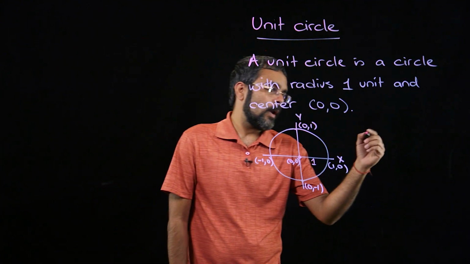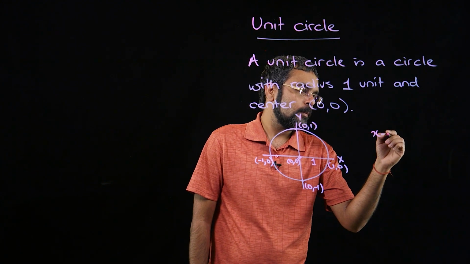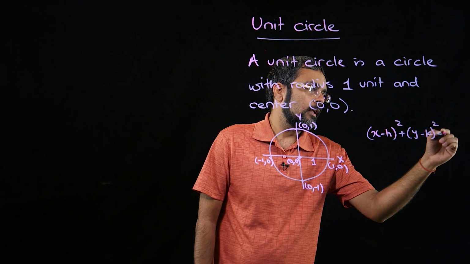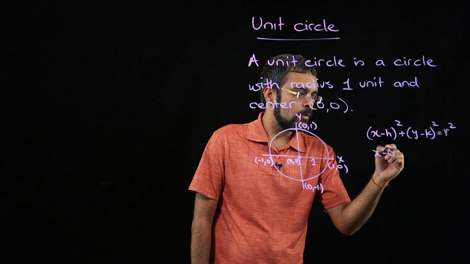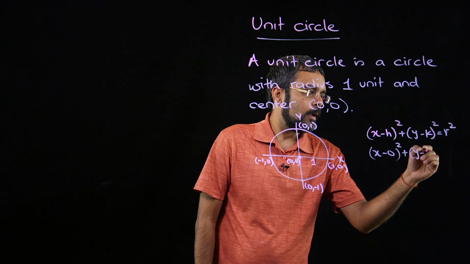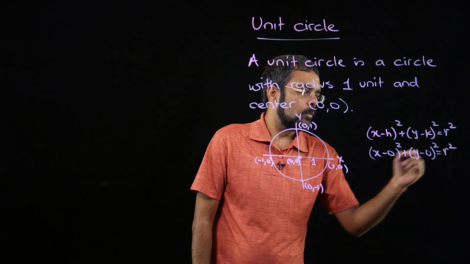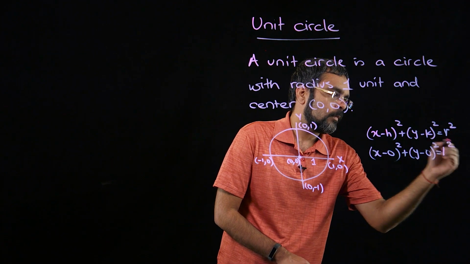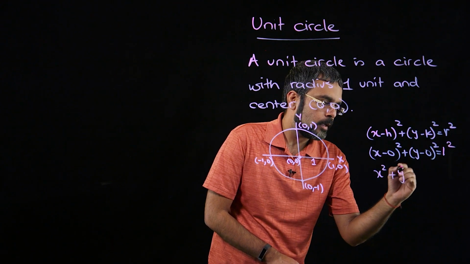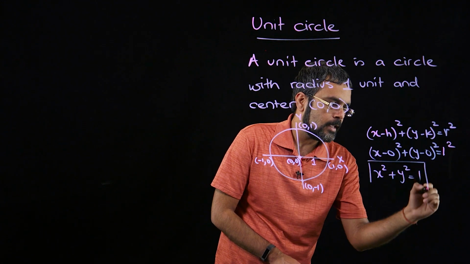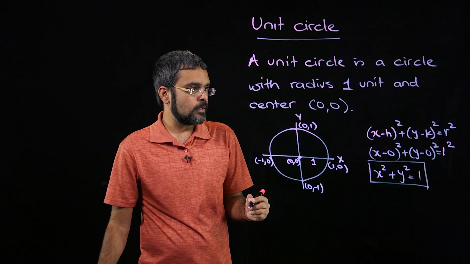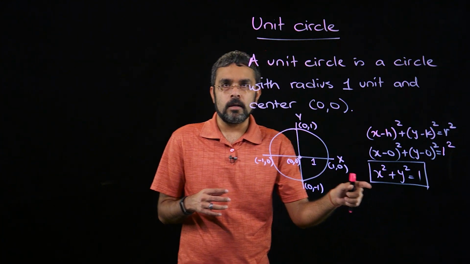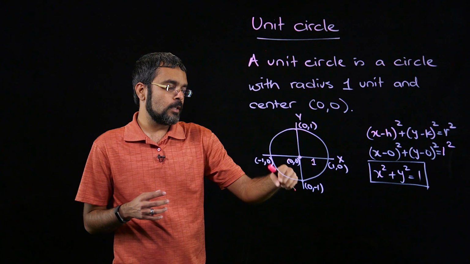So if you think about your equation of a circle, you're going to get (x minus h) squared plus (y minus k) squared equals r squared. So I get (x minus 0) squared plus (y minus 0) squared equals 1 squared, and so I get x squared plus y squared equals 1. So that is going to be the equation of your unit circle. Anytime I say unit circle, you have to think about this equation, which is x squared plus y squared equals 1.